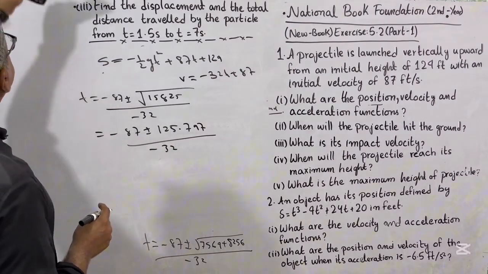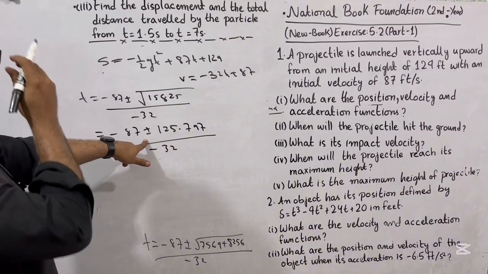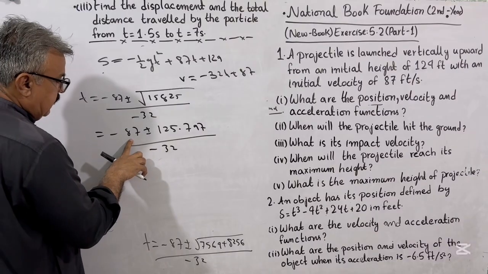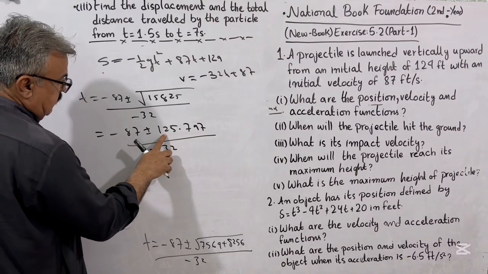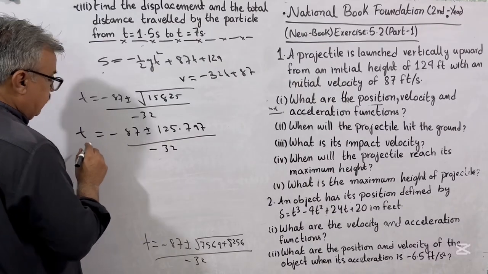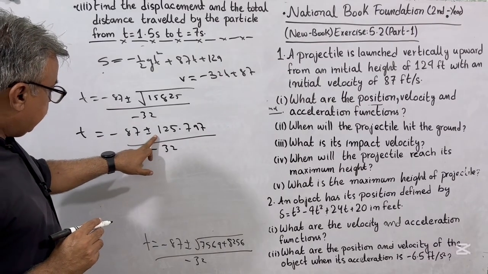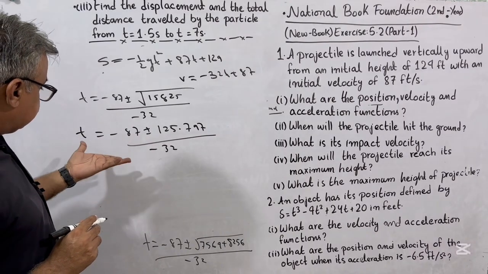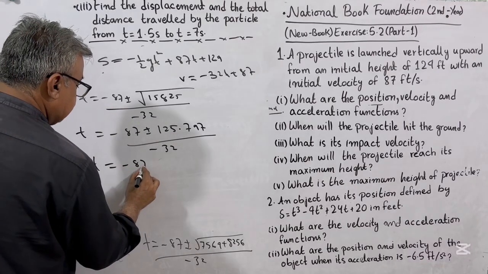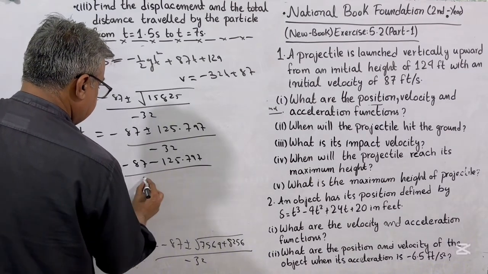Look at this. Here we have two solutions; a quadratic always gives us two solutions. If I take the positive sign, then 87 is less than 125. The positive quantity divided by a negative quantity gives t negative, and we cannot afford negative t. So taking the negative sign, a negative quantity divided by negative gives a positive result. So t is negative 87 minus 125.797 divided by minus 32.